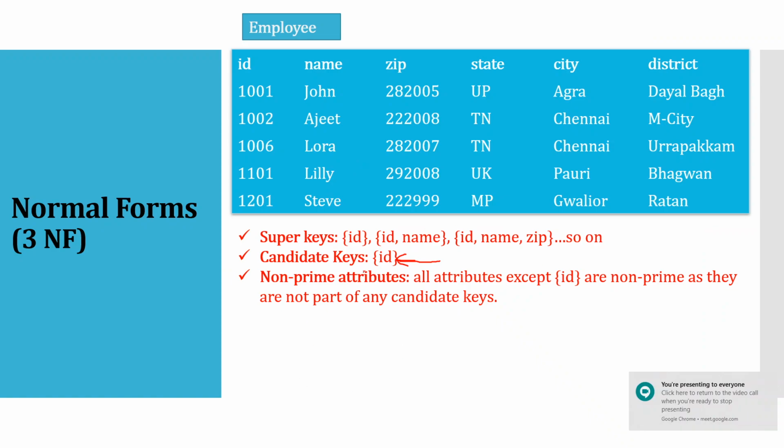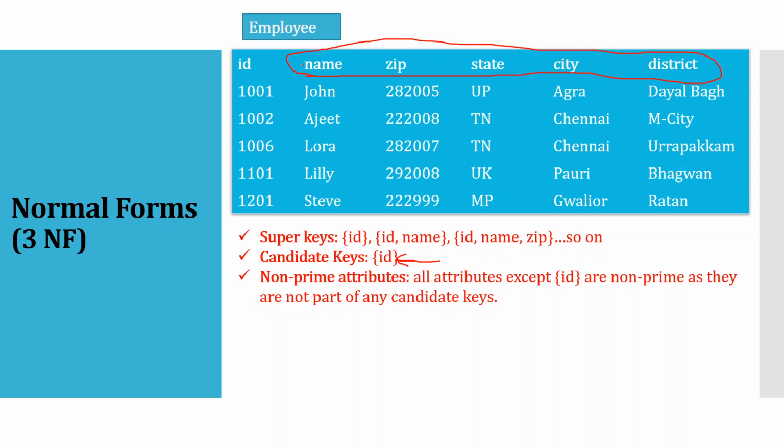Okay. So now, what are the non-prime attributes? The attributes that are not part of a candidate key. Because ID alone is a candidate key, all these: name, zip, state, city, district, are your non-prime attributes.